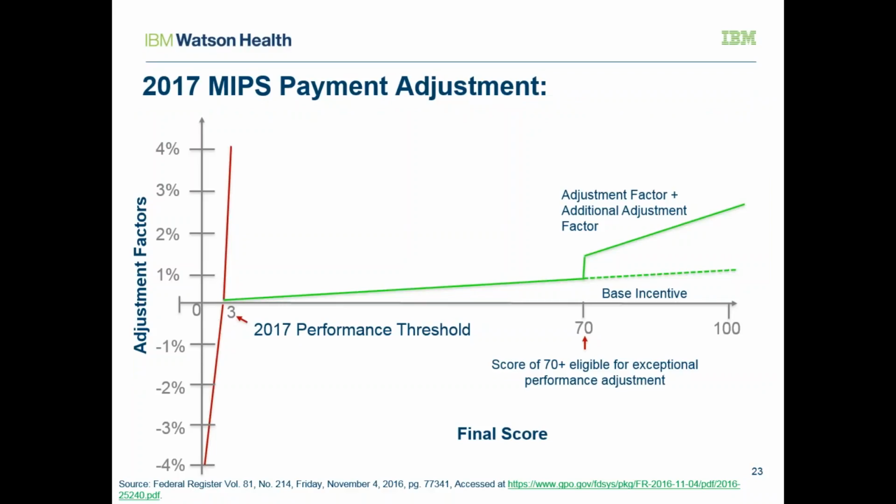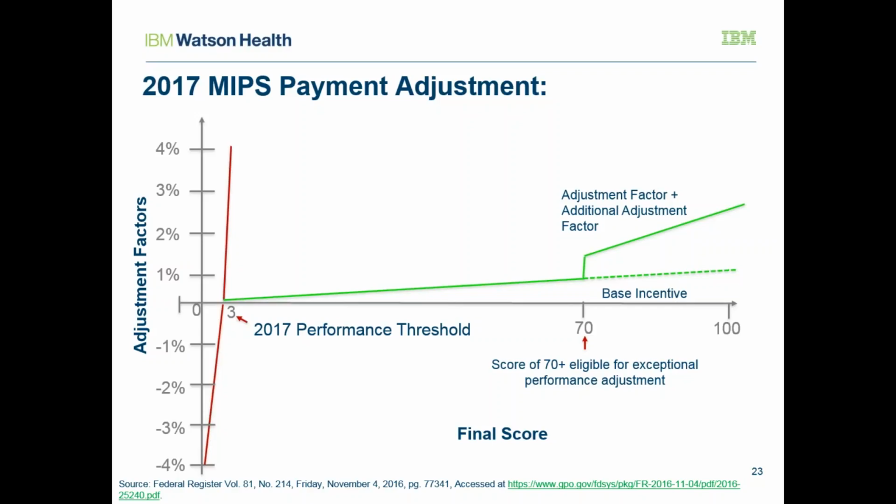So I wanted to take a little bit more time on this MIPS payment adjustment, which is what's most unique and a big change from the previously proposed rule. Really a key takeaway for this 2017 performance year is that the performance threshold has been set to 3 points, as you can see here by that little red arrow. And those who achieve a final score of 70 or higher will be eligible for that exceptional performance adjustment funded from that pool of $500 million that is in the actual mandate.